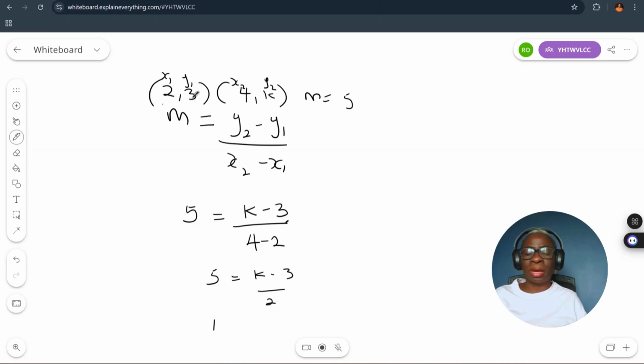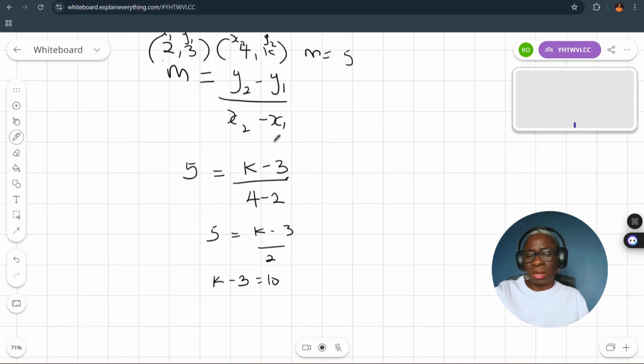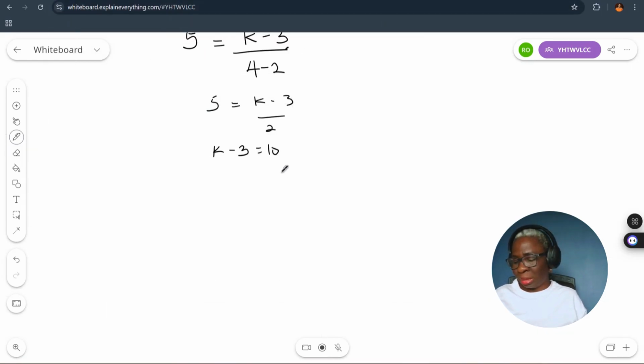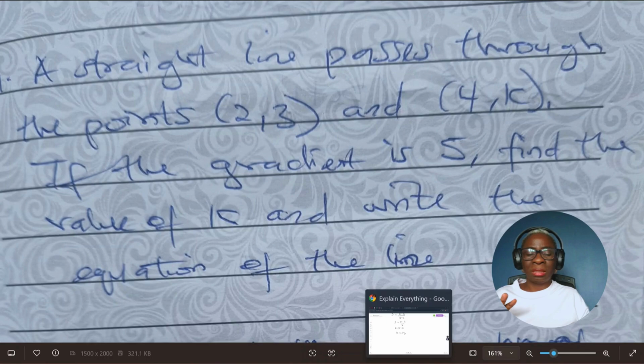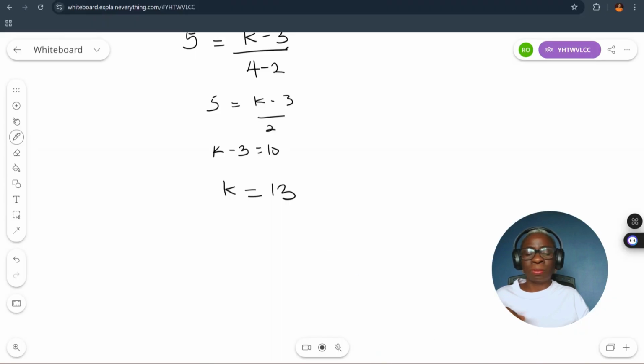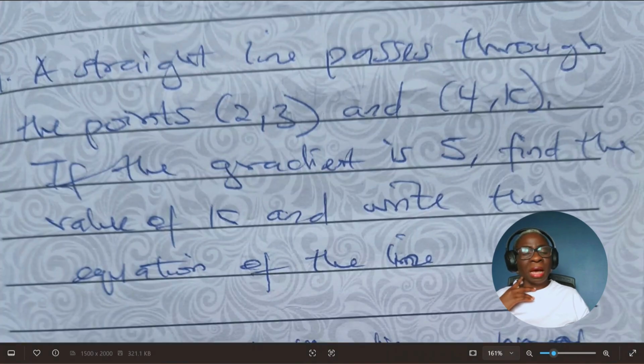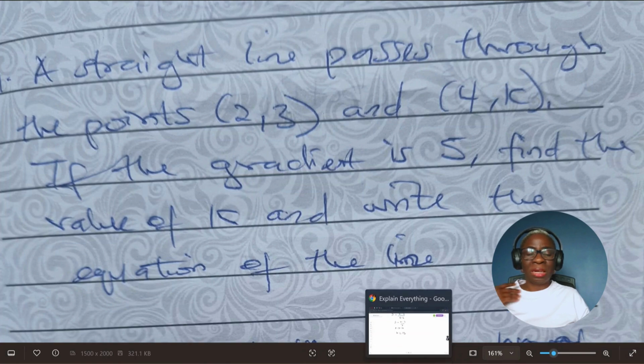When 2 comes here, k minus 3 will be equal to 10. If k minus 3 is equal to 10, that means k is equal to 13. k equals 13. So the first part of the question says find the value of k, and that's what we've just gotten. That is the value of k. k equals 13. And the second part says write the equation of the line.